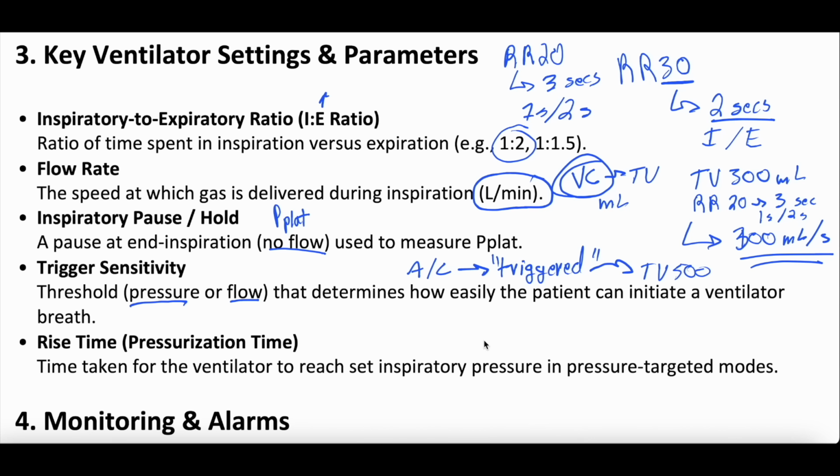All right, rise time. This is the rate or time it takes the ventilator to reach a set inspiratory pressure in a pressure targeted mode. So this would be in pressure control. The rise time is essentially how fast that ventilator gets to the inspiratory pressure that you set. So this is not relevant for volume control modes, but this is something that's relevant for pressure control modes.